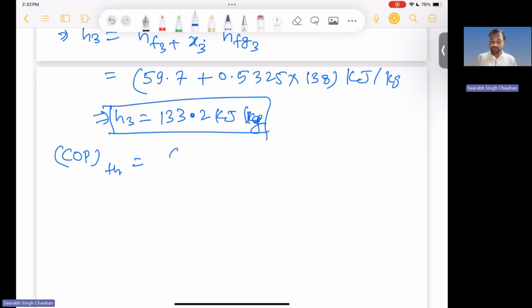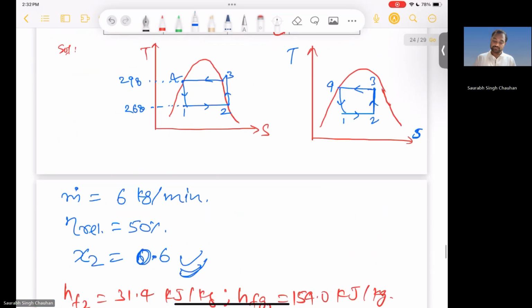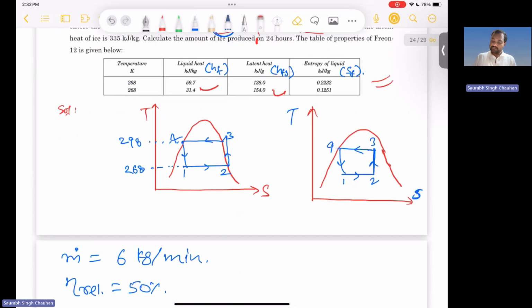This will be the theoretical rate of heat removal divided by the rate of work input. What will be the theoretical rate of heat removal? This will be H2 minus H1, divided by H3 minus H2, right? So H2 minus H1 is the rate of heat removal, and H3 minus H2 is the rate of power input, right?